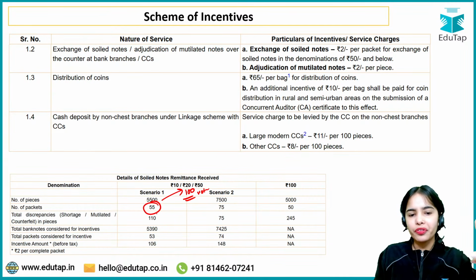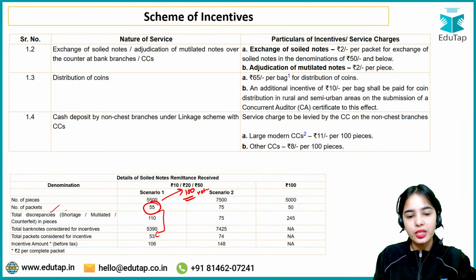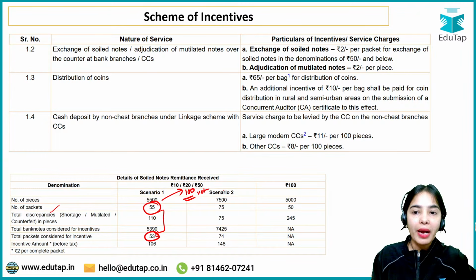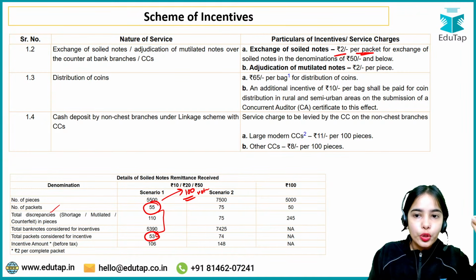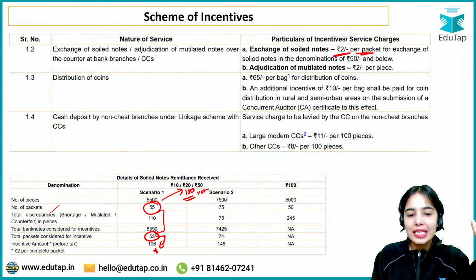So in total, there are 55 packets. After taking the deductions, after taking into account the total discrepancy, let's say 53 packets are there. 53 packets means per packet 2 rupee of the incentive. So that means 106 rupee of the incentive will be provided to the bank.